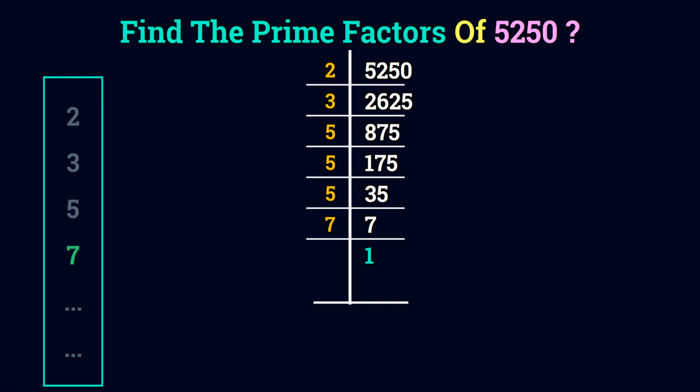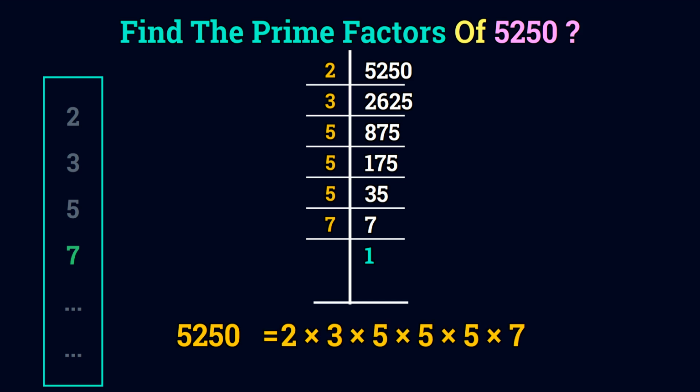And we are done. The prime factors for 5250 are 2 times 3 times 5 times 5 times 5 times 7, which can be written as 2 times 3 times 5 to the power 3 times 7. And these were the whole prime factors for this number.